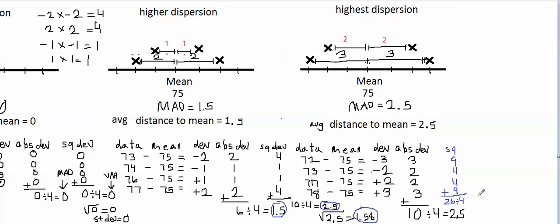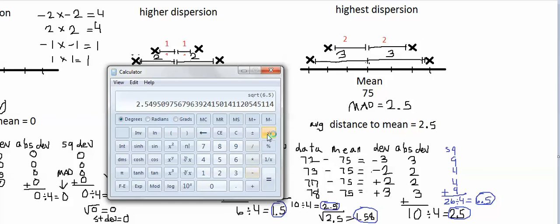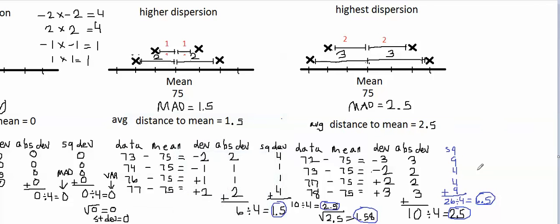So here I actually have some more room. So 6.5. The MAD was 2.5. The variance is 6.5. And let's get the square root of 6.5 to get the standard deviation. About 2.5.